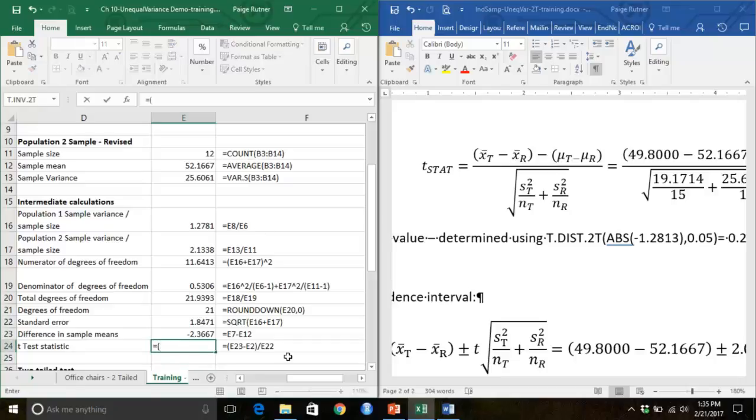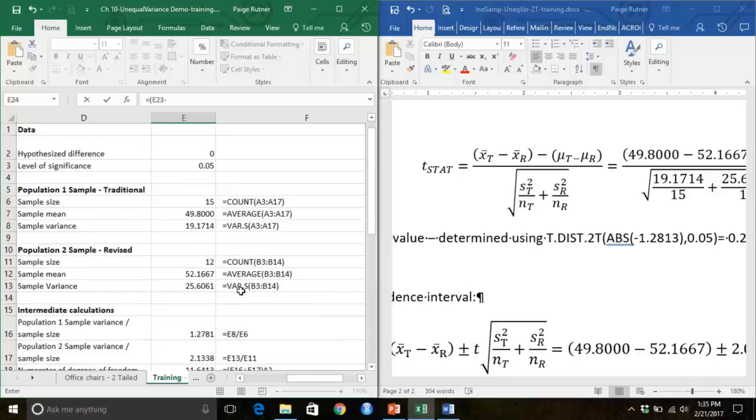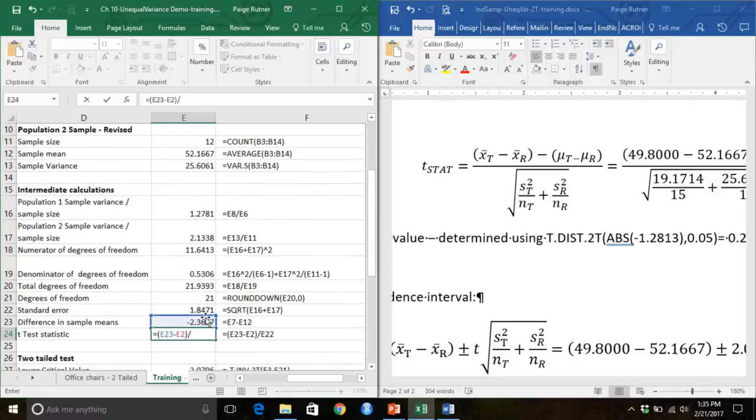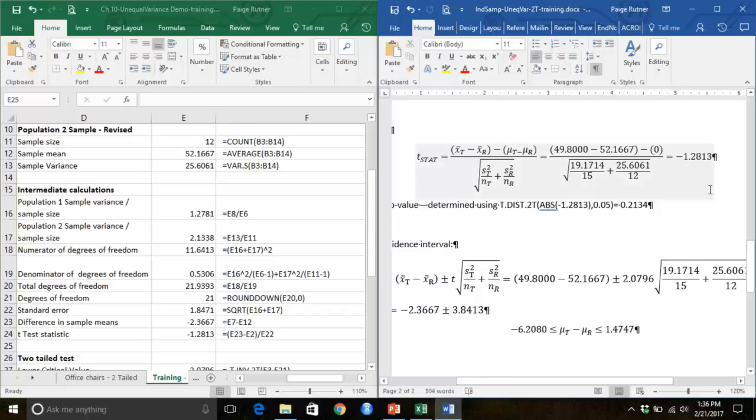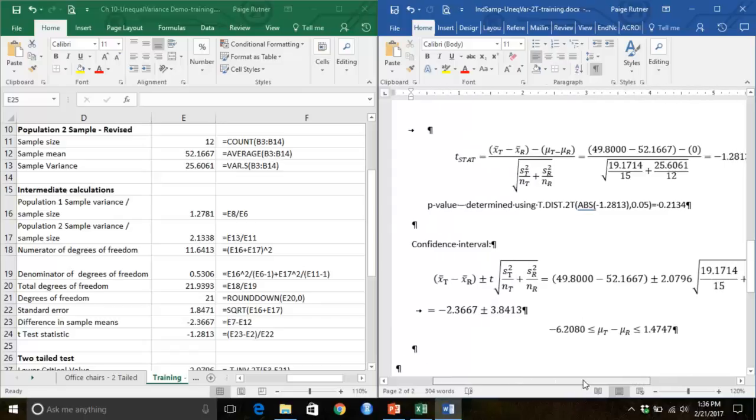So now I'll compute that test statistic by taking the difference between sample means, subtracting the hypothesized difference between population means, and then I will divide by the standard error. And that gives me a test statistic of 1.2813. And I do believe, let me shrink this down a little bit. Yep, that matches what I have on the right up here as well. So that is the test statistic that we have based on our sample data.